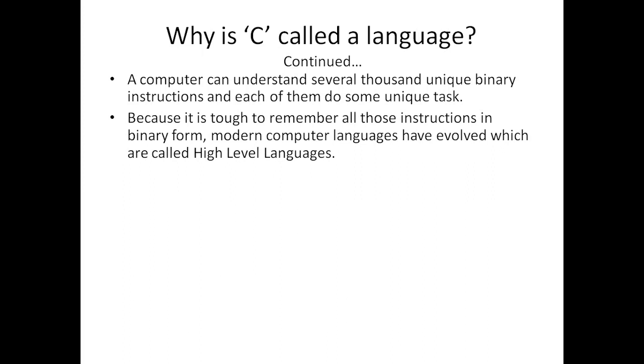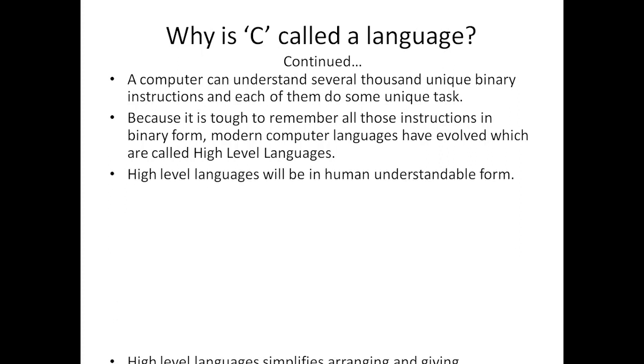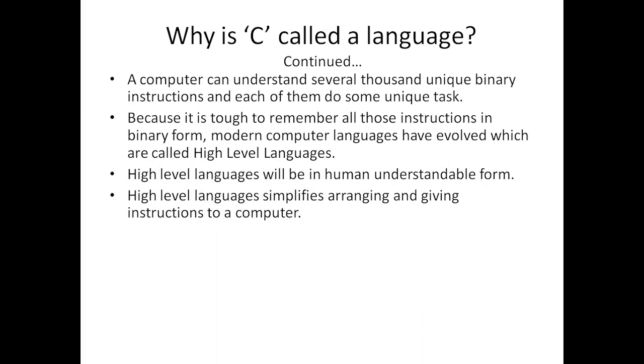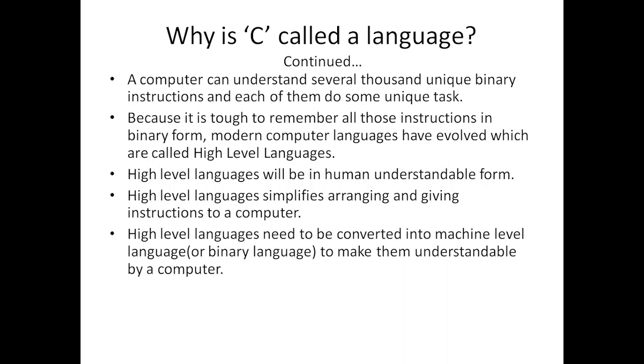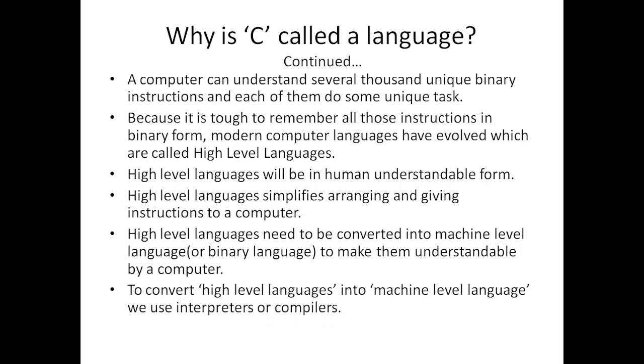Because it is tough to remember all those instructions in binary form, modern computer languages have evolved, which are called high-level languages. High-level languages are in human understandable form. High-level languages simplify arranging and giving instructions to a computer. High-level languages need to be converted into machine language or binary language to make them understandable by a computer. To convert high-level languages into machine-level language, we use interpreters or compilers.